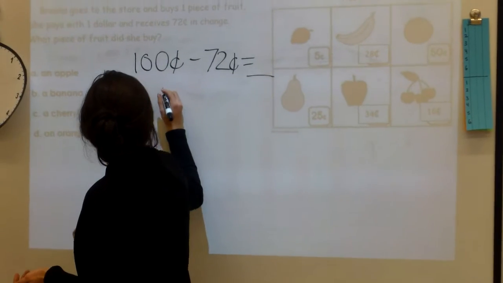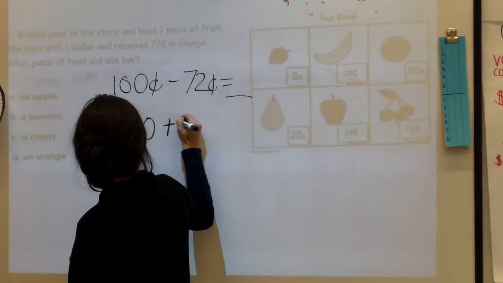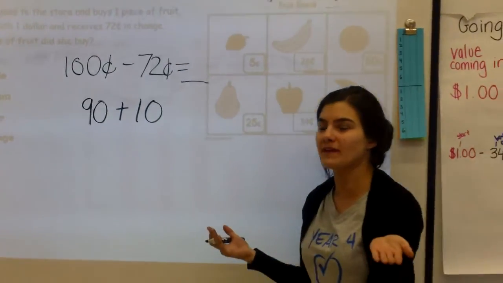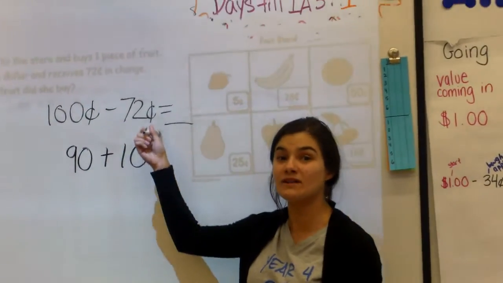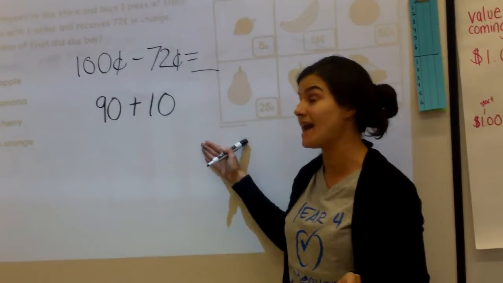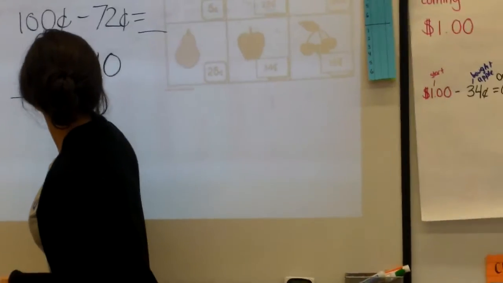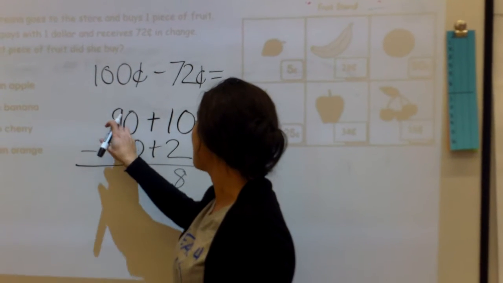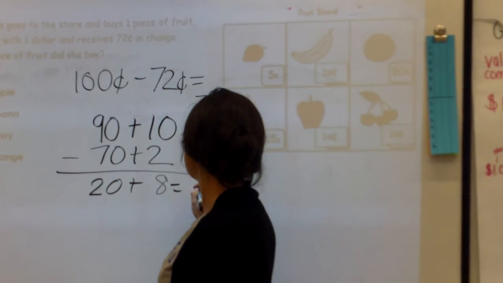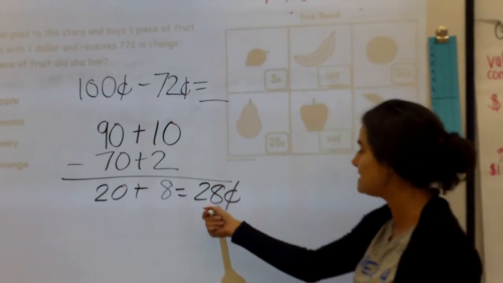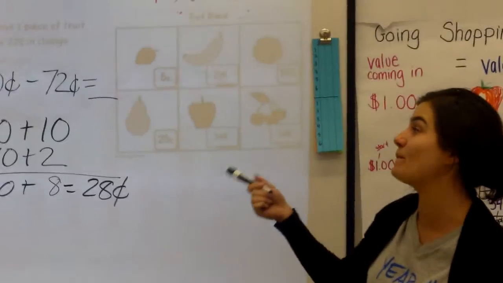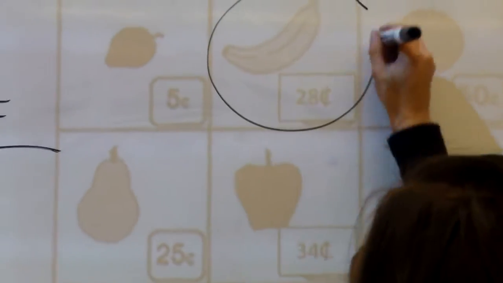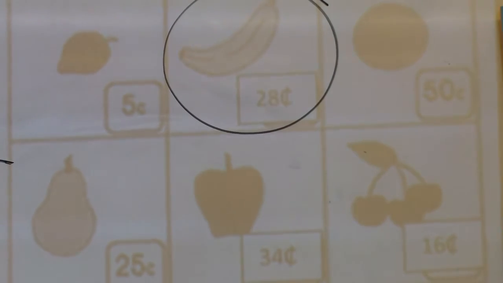So scholars can do this in expanded form, and one way we taught them to do it is they could do 100 plus 0 tens plus 0 ones, but we know from the get-go that we're going to need to take away some tens and some ones, and another way we can compose 100 is with 90 and 10. So then we could subtract 72. 10 minus 2 is 8, 90 minus 70 is 20, so that means altogether that person spent 28 cents, but we're not done yet because the question asks what piece of fruit did she buy. So we're looking here to see what cost 28 cents, and we find out that it was a banana.